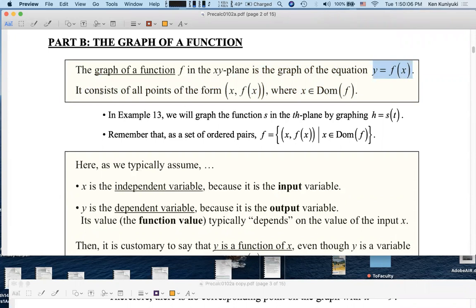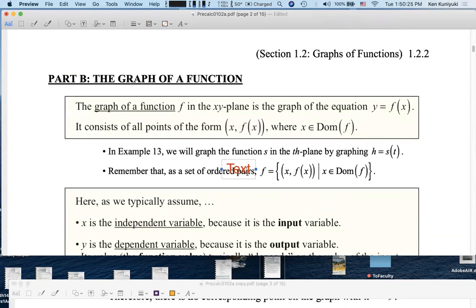This graph will consist of all points of the form x comma f of x, where x is in the domain of f. So we're going to graph all points corresponding to these ordered pairs, where we have these values in the domain of f and these function values as their corresponding y coordinates. That's a key thing to remember.